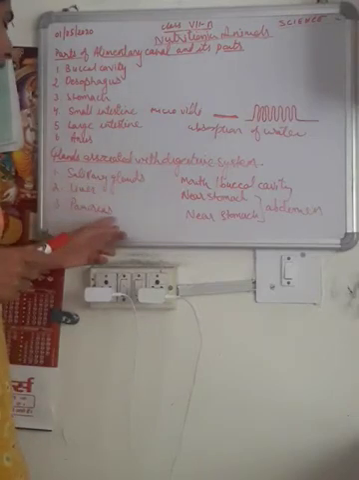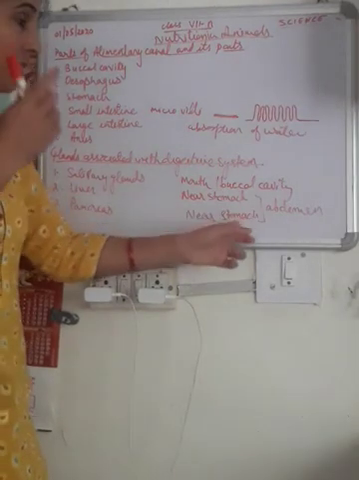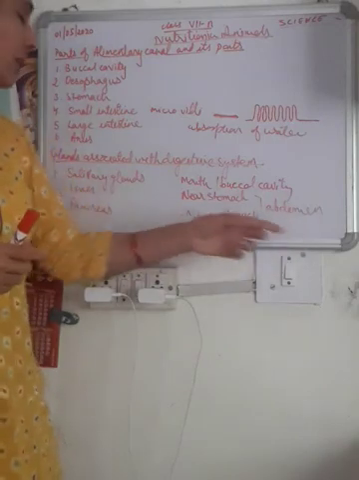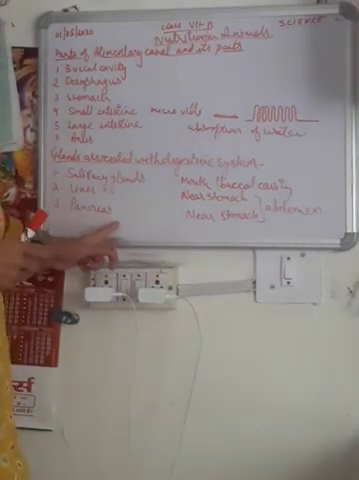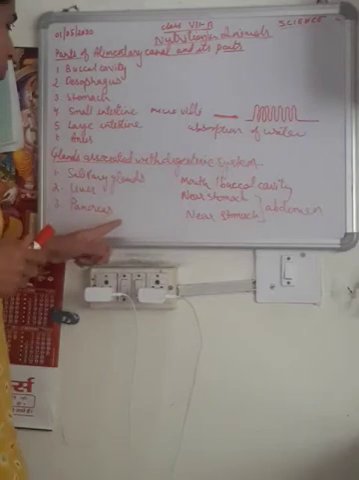And the pancreas is again found near the stomach, in the abdomen area. It secretes many of the digestive juices which help to digest the proteins.